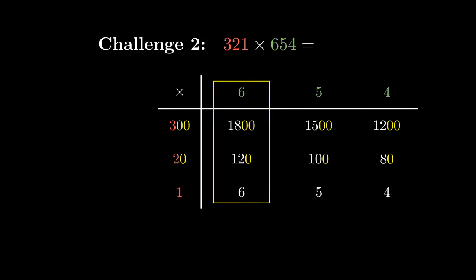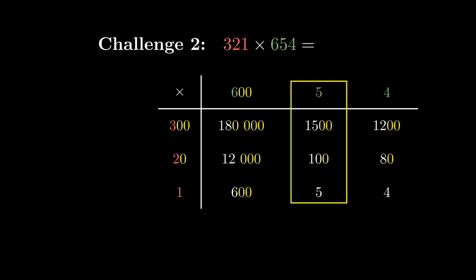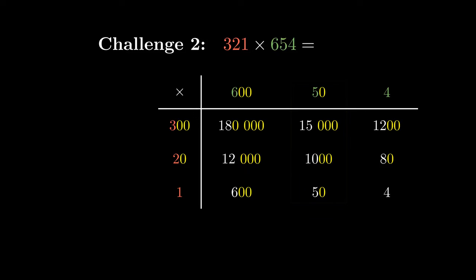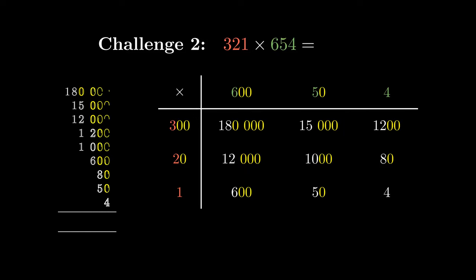In the first column, the 6 really actually represents 600, which requires us to add two more zeros in each of the terms in the column. Finally, the 5 really represents 50, and therefore we add one more zero to each of the terms. All that remains is to add up these numbers.